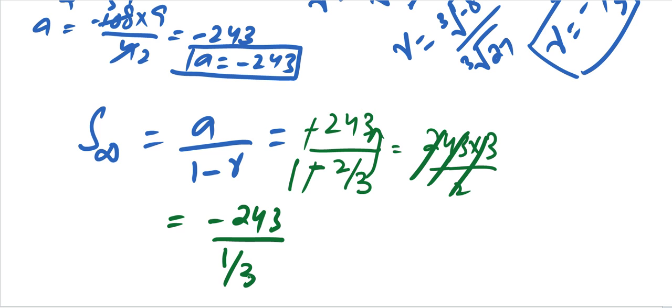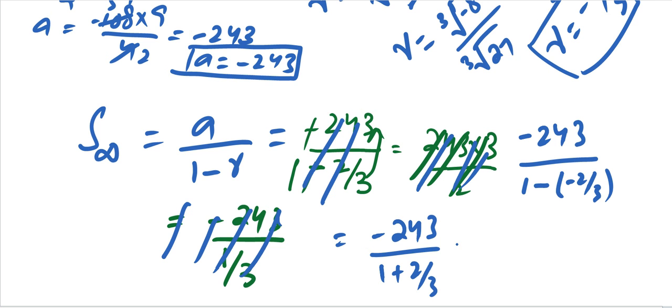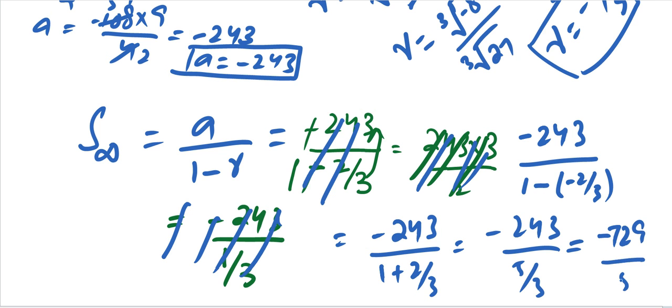Okay, we have made some mistake here, so I will resolve from this portion. So it was s infinity is a upon 1 minus r. So a is minus 243 upon 1 minus r, where r is minus 2 upon 3. So that will be minus 243 upon 1 plus 2 over 3, and that will be minus 243 upon 5 upon 3, and on simplifying you will get minus 729 divided by 5. So that was the last part.